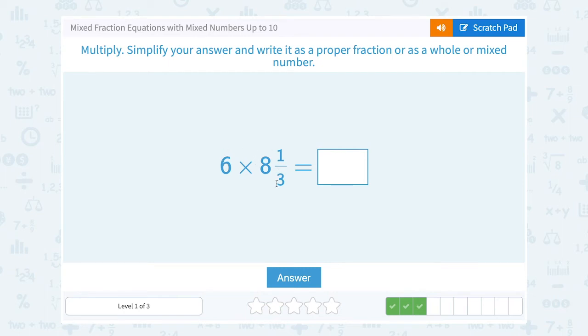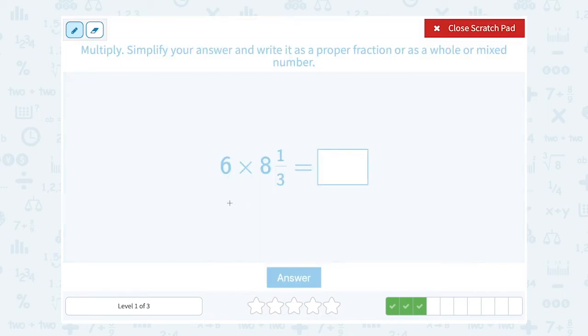6 times 8 1/3. Okay, so I'm going to change my 8 1/3 to an improper fraction just to make it a little easier here. So I'm going to change this and say 8 times 3 is 24, right? So I could write 8 is 24/3, and then it's one more than that, so I'm going to make this 25/3 to represent 8 1/3. And I'm going to multiply that by 6. Now if I want to think of 6 as a fraction, I can write it as 6/1.